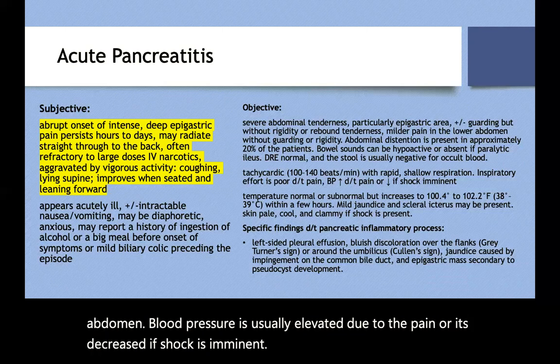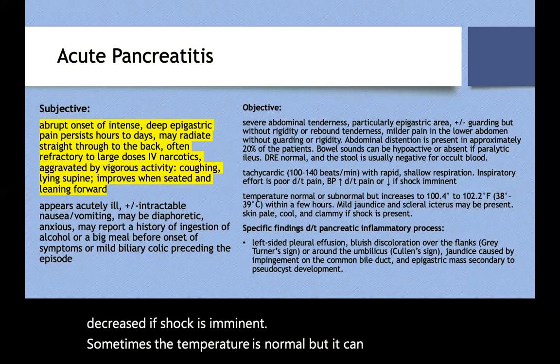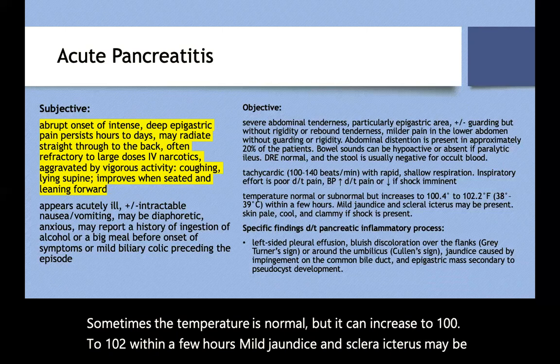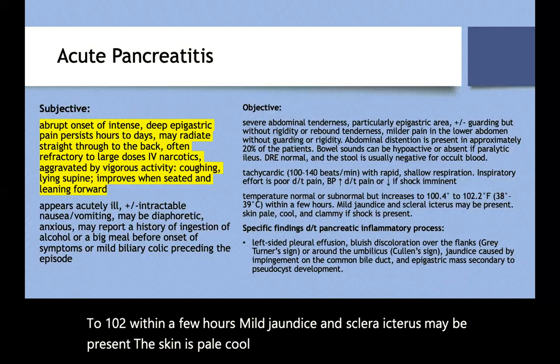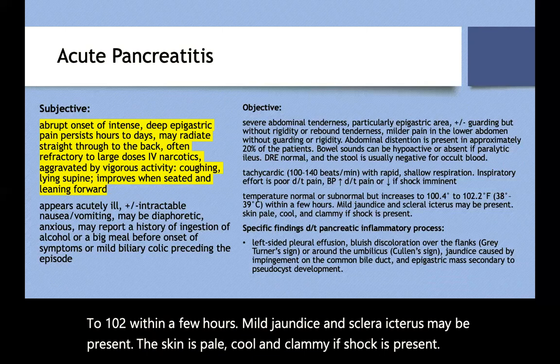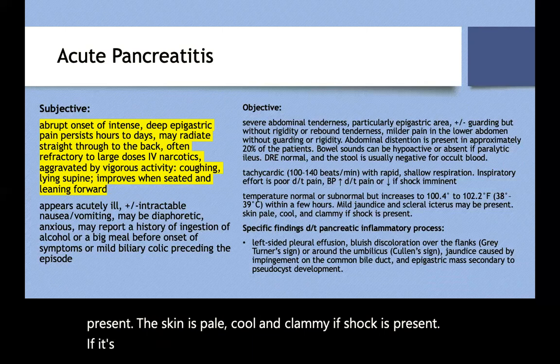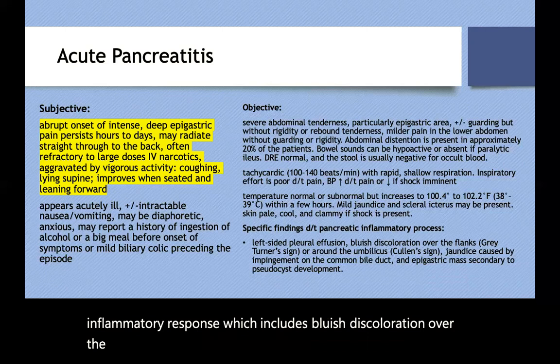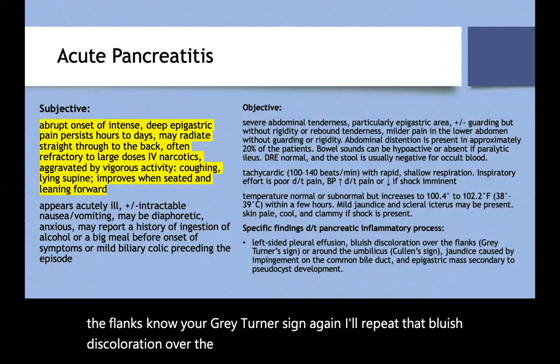Sometimes the temperature is normal, but it can increase to 100 to 102 within a few hours. Mild jaundice and scleral icterus may be present. The skin is pale, cool, and clammy if shock is present. You will have specific findings if it's due to a pancreatic inflammatory response, which includes bluish discoloration over the flanks. Know your Grey Turner sign. Again, I'll repeat that. Bluish discoloration over the flanks, that's considered your Grey Turner sign.